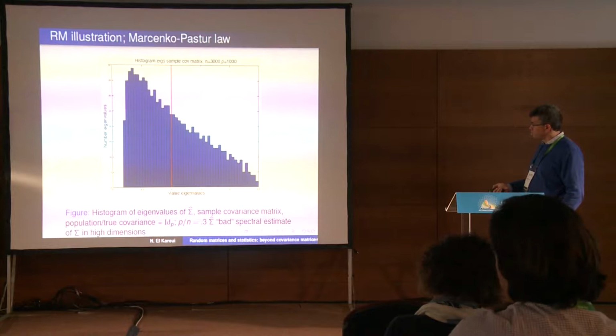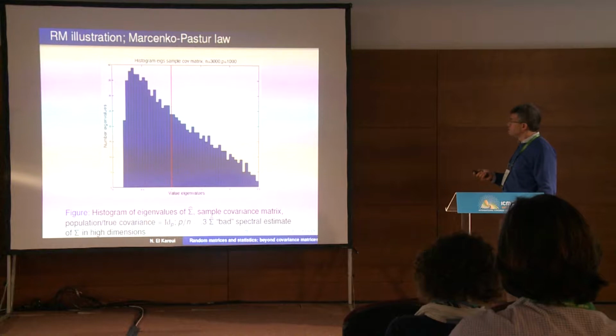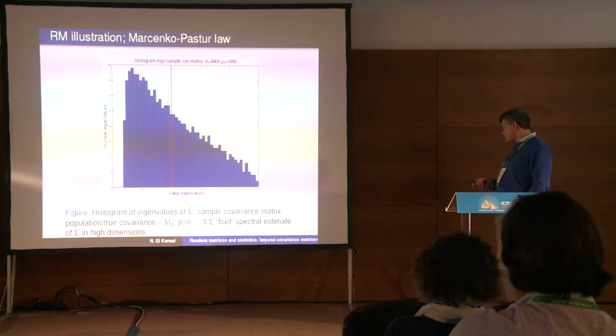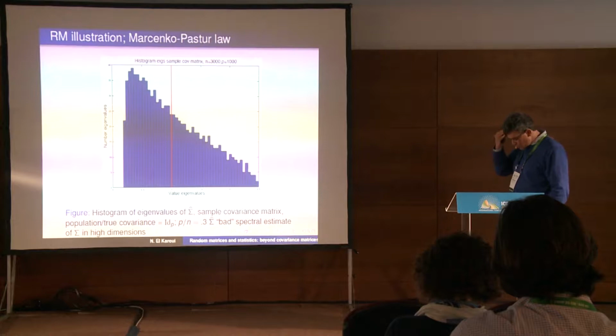This is, of course, very well known in random matrix theory: that's the Marchenko-Pastur law. But basically, for the purpose of this talk, it just means that sigma hat is a bad spectral estimate of sigma in high dimensions, even though entry per entry, it's pretty good.